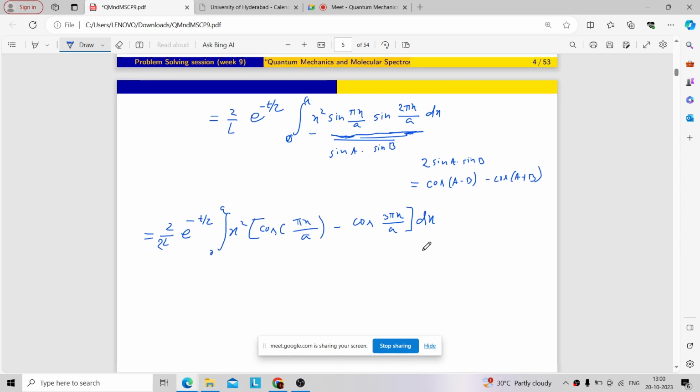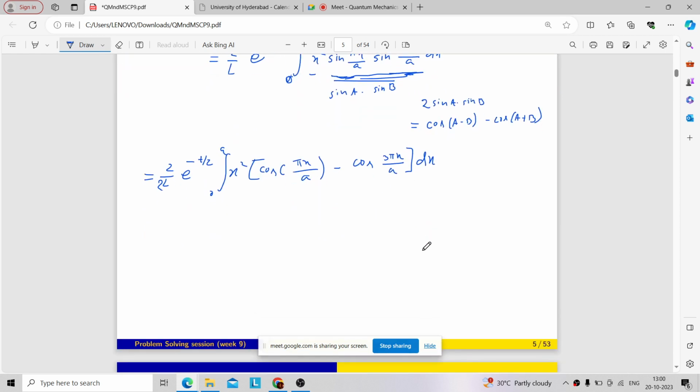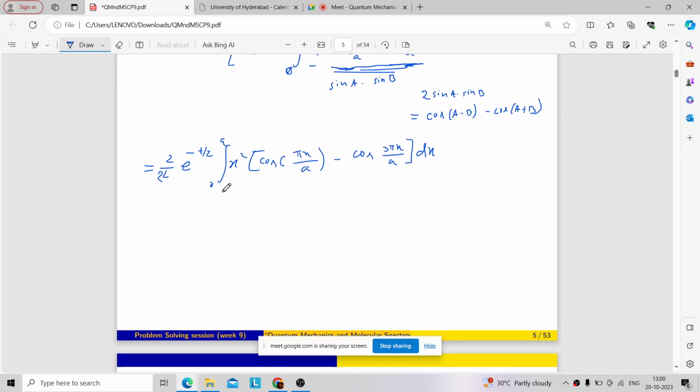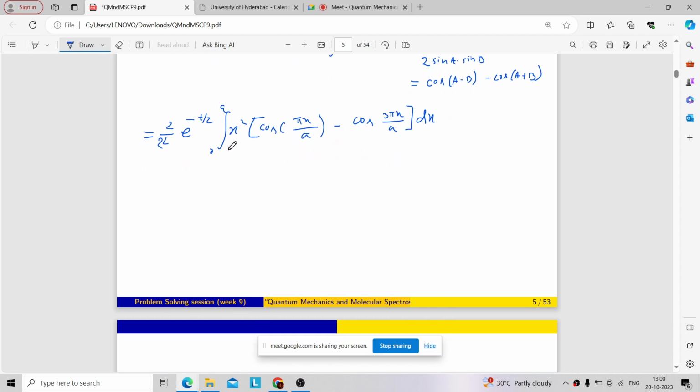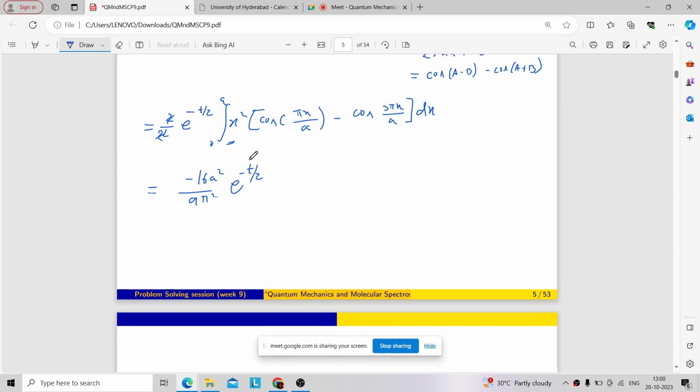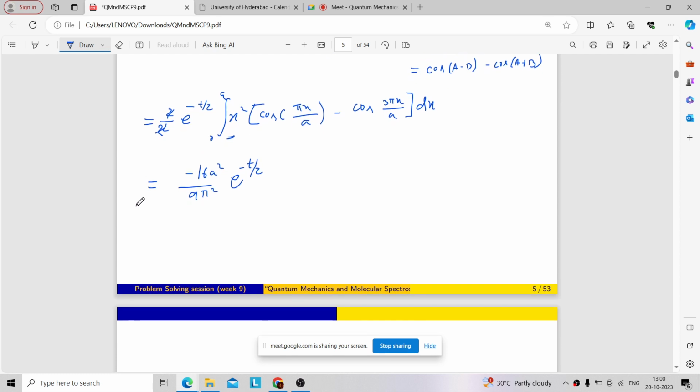Now if you evaluate this by using integration by parts, this is the integration of u times v. I am not doing all the steps. If you evaluate this, you will get the final answer to be minus 16 A squared over 9 pi squared times e to the power minus t over tau. So you got the transition moment integral.